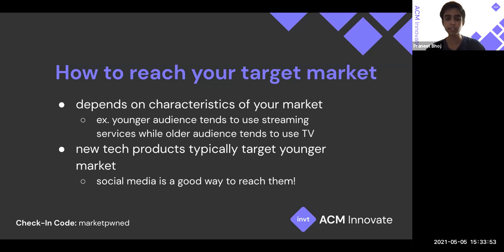I think a good example would be a younger age target market versus an older age target market. Many younger people tend to use streaming services like Netflix or HBO Max to watch their shows and entertainment, whereas older people are more toward watching cable TV for their entertainment. And so the channels through which you might reach these audiences can vary.